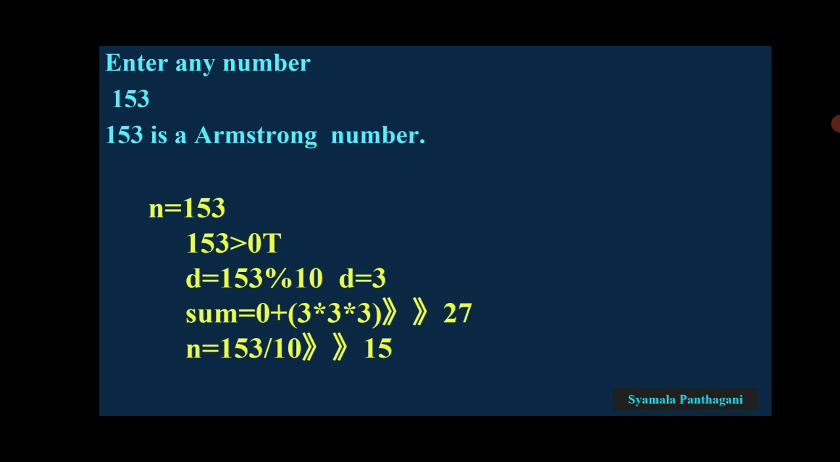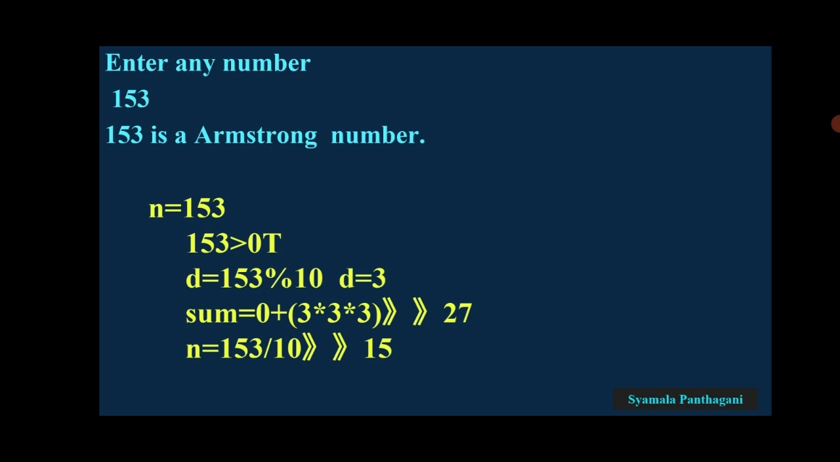What is the statement in the body? First statement, D is equal to N mod 10. That is equal to 153 mod 10. Here the remainder is 3. That's why D is equal to 3. Now come to the next statement.